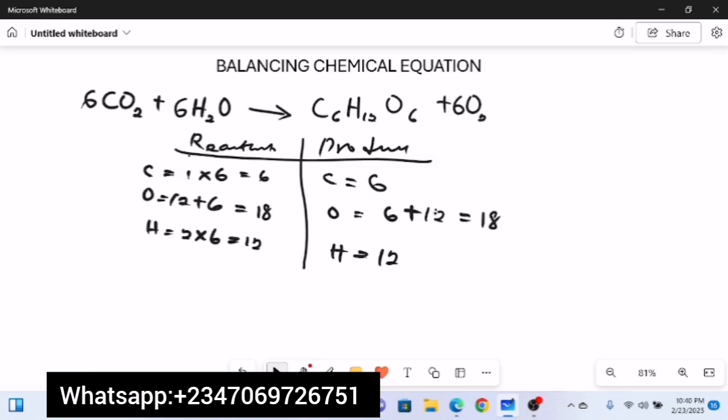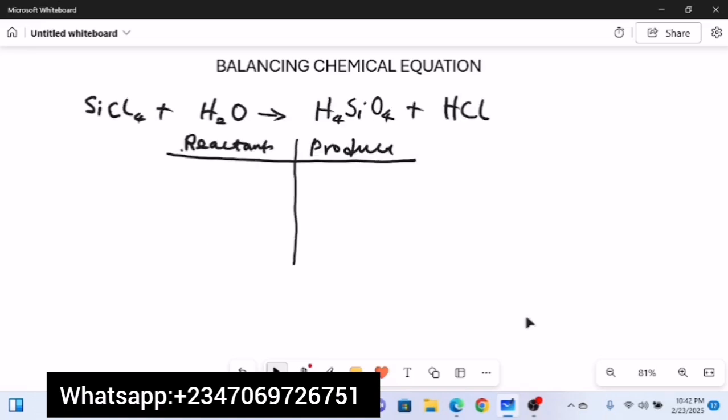Let's pick the third question. Now let's attempt to balance this chemical equation. Once more, let's pick out all our reacting elements. So I have silicon on the reactant, just 1 mole. I have chlorine on the reactant, and a total of 4 moles of chlorine. I have hydrogen, a total of 2 moles, and I have oxygen, a total of 1 mole on the reactant. So let's repeat the same for the product. Silicon. On the product, I have 1 mole of silicon. Chlorine.